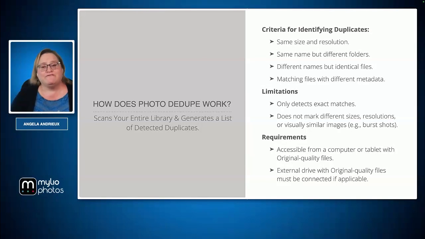A couple things to know about Photo DeDupe and its limitations is that it only detects exact matches. So that's not going to find things, like I said, that are, say, a RAW and a JPEG. It's not going to find something that is 3,000 pixels on the long edge and 2,000 pixels on the long edge. It's not going to see those as the same file. It has to be an exact duplicate. So that's something to keep in mind as you go through this process.